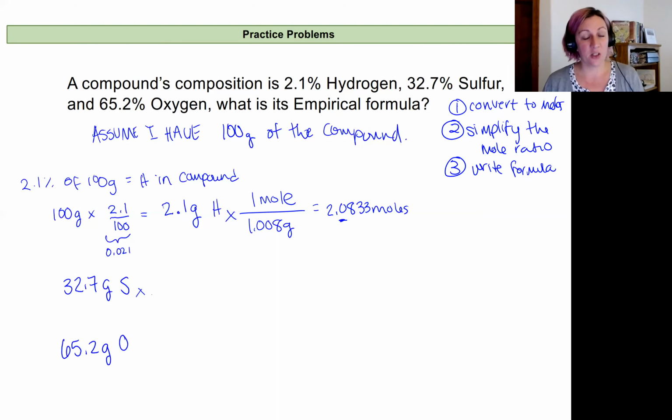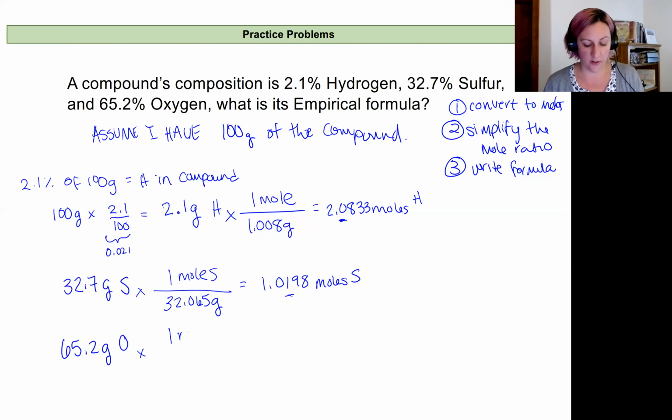So sulfur, I've got 32.7 grams, and now I need to convert into moles. This is equivalent to just dividing by the molar mass. So I'm going to use my 1 mole of sulfur is going to be equal to 32.065 grams, and that's just straight from the periodic table. And when I divide 32.7 by 32.065, I get 1.0198 moles of sulfur. I'm sorry, 3 sig figs. And now I have oxygen. So my oxygen molar mass is, for every 1 mole, oxygen weighs 15.999 grams. And that's going to give me a value of 4.0753 moles of oxygen.